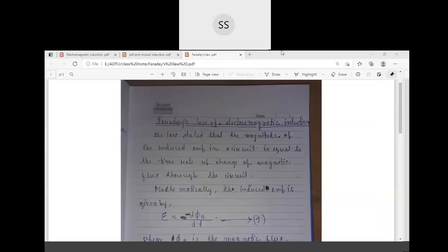Why are the students leaving the meeting? Some of the students are leaving the meeting. Do you have something important to do or what?